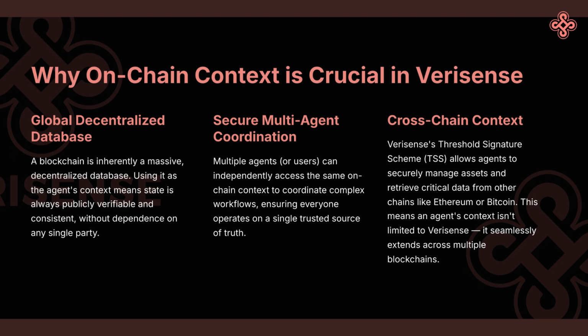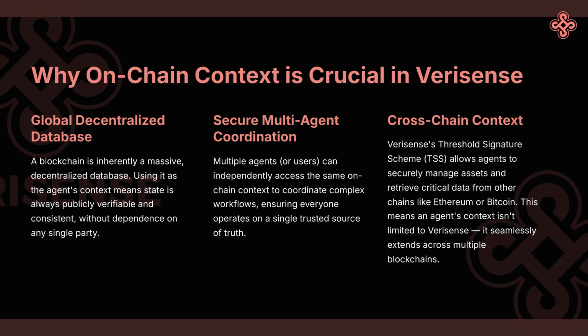Second, on-chain context enables secure multi-agent coordination. Multiple agents, or even human users, can independently access the same on-chain data. This means they can coordinate complex workflows, all while operating on a single, trusted source of truth.